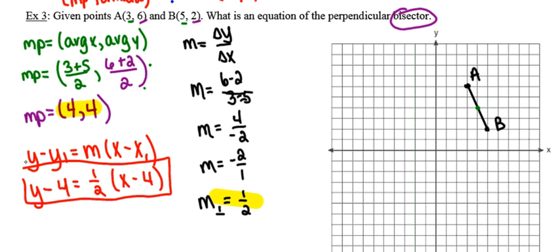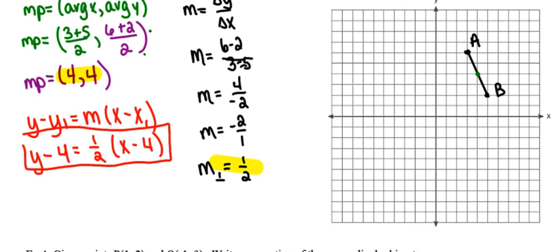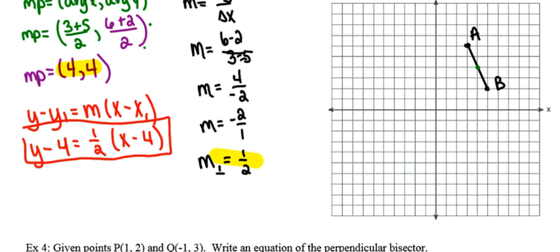At that point, you are done. You don't need to go any further. Now, I do understand that looking at it in that form makes some of you uncomfortable because you like seeing lines written in the form y equals mx plus b. If that's the case, feel free to go ahead and distribute the 1/2 on the right side and then add 4 to both sides.